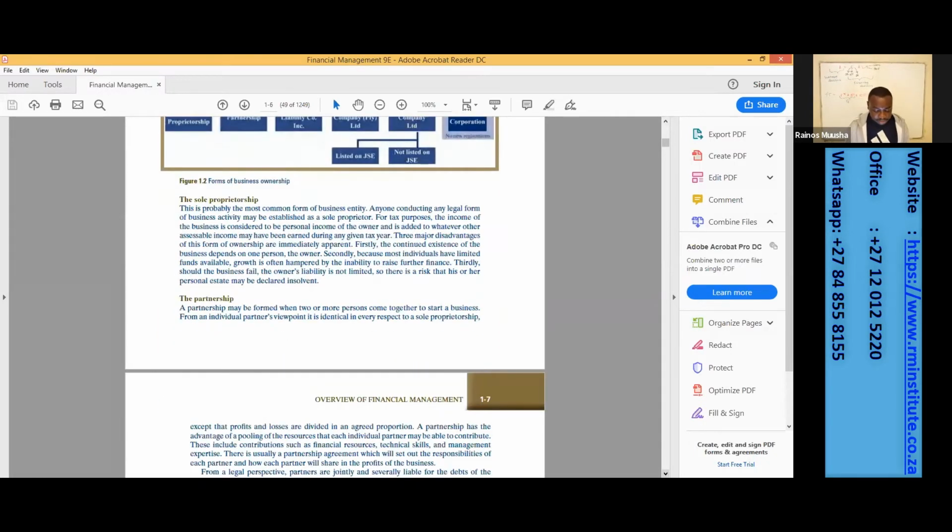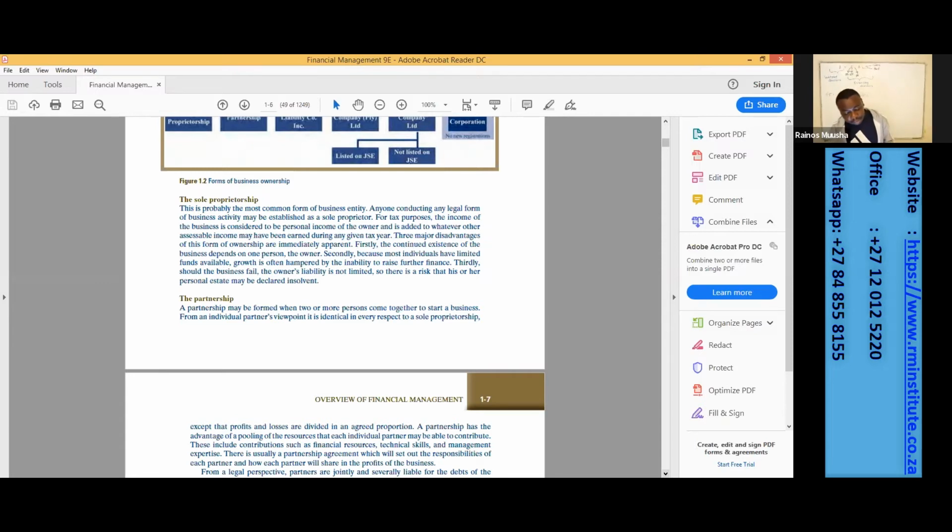Then when it comes to sole proprietorship, they say this is the most common form of business organization, where there is no separation between the owner of the business and the business itself. Hence, they say with the sole proprietorship, there is unlimited liability, which means that if the business is owing money and there's no money to be recovered by the creditors, they can still go on and attach whatever the owner of the business owns, which is separate from the organization as well.